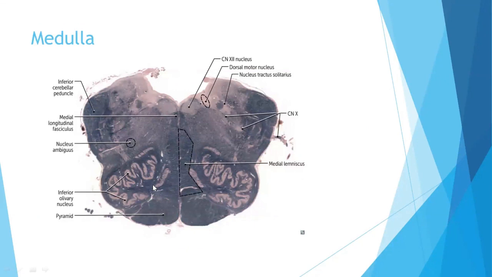Now the medulla is the easiest to understand, because as soon as you see this inferior olivary nucleus, the spaghetti-like bodies, you can easily understand that this is the medulla. And this is the cranial nerve 12 nucleus. This is the dorsal motor nucleus. This is the nucleus tractus solitarius. This is cranial nerve 10. This is the medial lemniscus, inferior olivary nucleus, nucleus ambiguus, medial longitudinal fasciculus. Now, whenever there is a lesion in this part, sometimes half of the medulla is involved, that may lead to some very harsh symptoms. So the first thing I want to convey from this video is how to understand the histology.